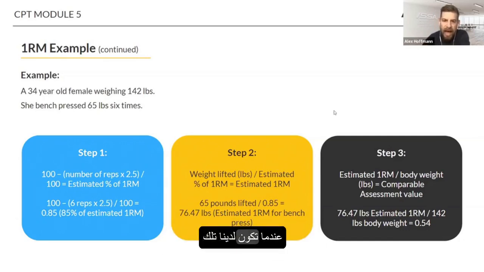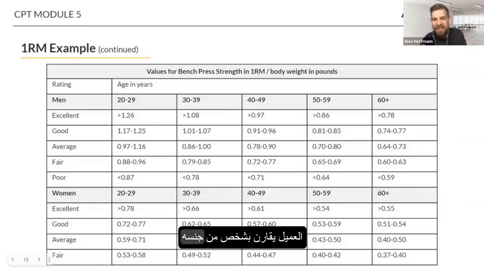And so when we have that information, and we see that the client's estimated 1 repetition max is 76.47 pounds, we can simply take that estimated 1 repetition max and divide it by the client's body weight. And when we do that, we get a comparable assessment value that we can look up on the next slide to see how that client compares to someone of their sex and age range. Then we can determine if the client is average, above average, excellent, etc.